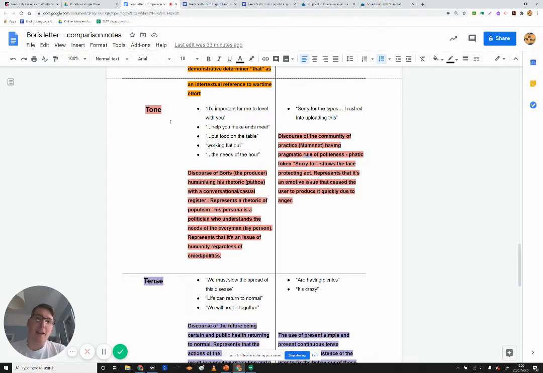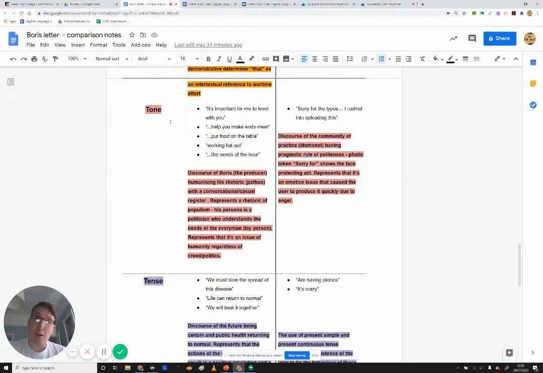It doesn't say we will give you money to buy food, or we will ensure you've got a scheme that allows you to buy food. It says put food on the table, which is a colloquial, idiomatic expression. The NHS is working flat out. Again, another casual conversational phrase. And then the needs of the hour. Again, another example of idiom.